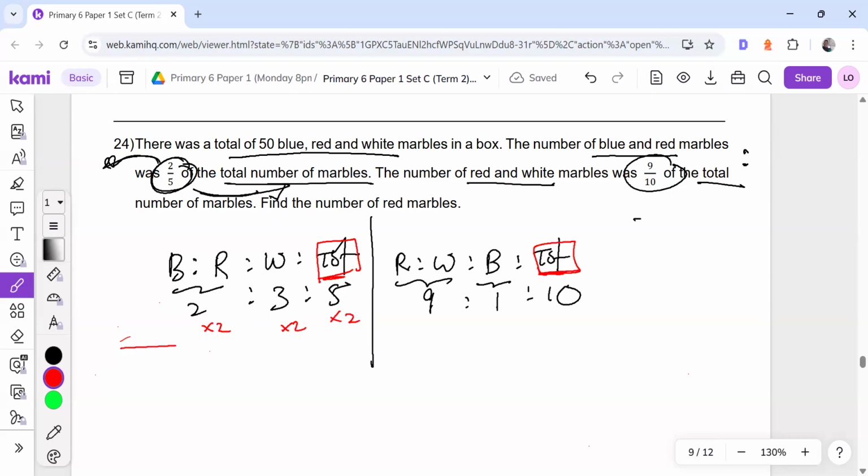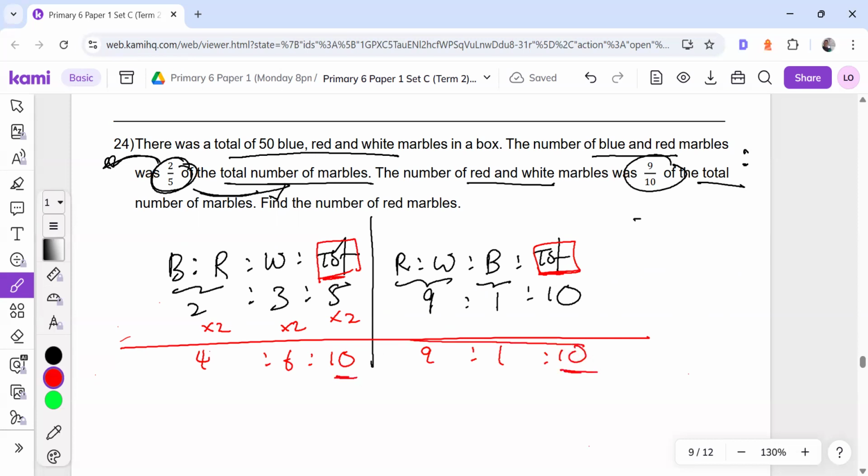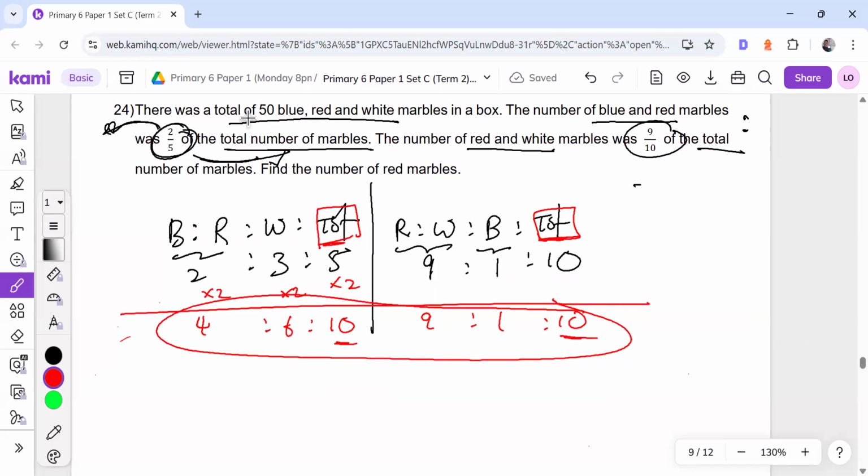So you times 2, and then you get 4 is to 6 is to 10, and then 9 is to 1 is to 10. Once you make the total the same, then this is one big ratio, right? And we can solve already. There was a total of 50 blue, red, and white. Isn't that 10 units, which is 50? Then your 1 unit will be 5.